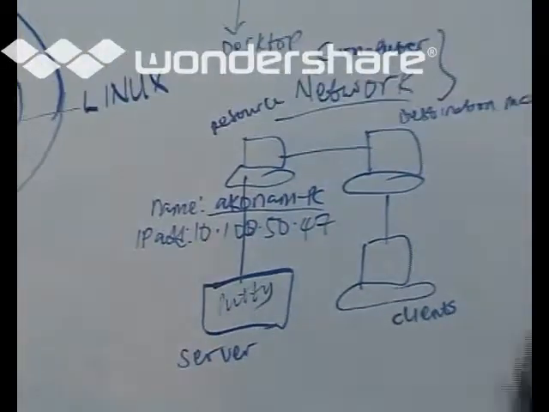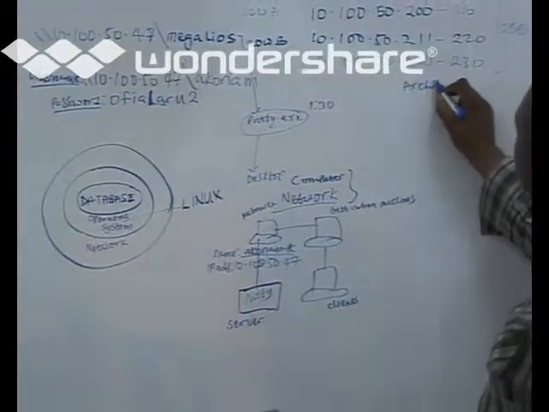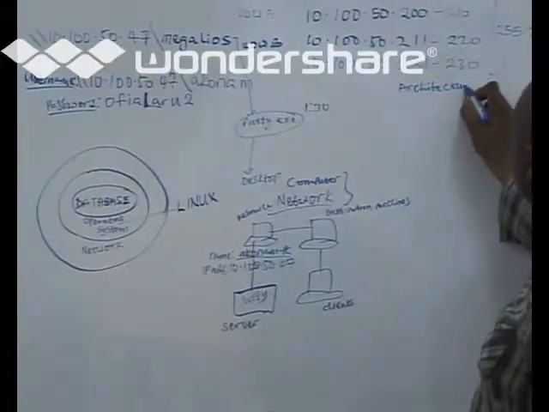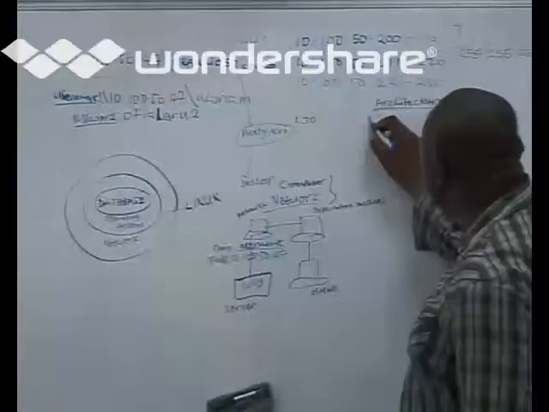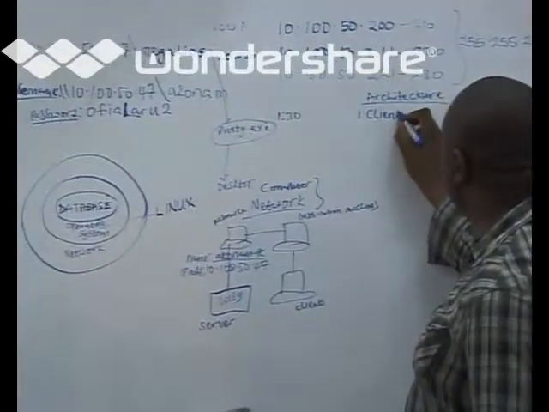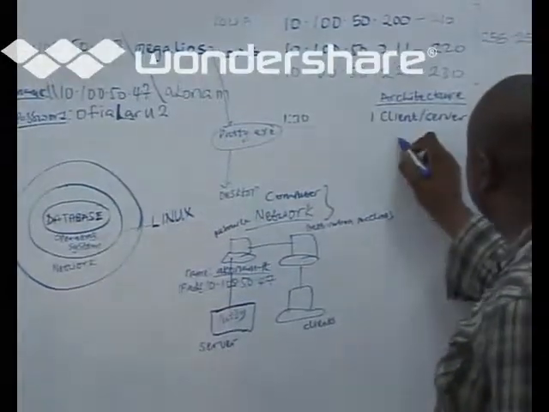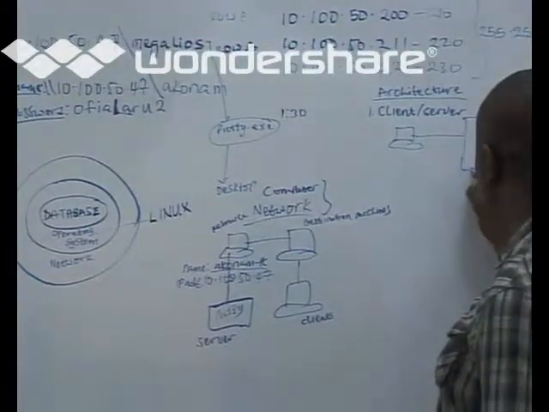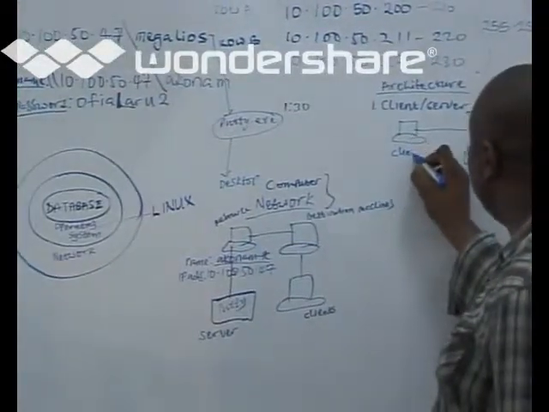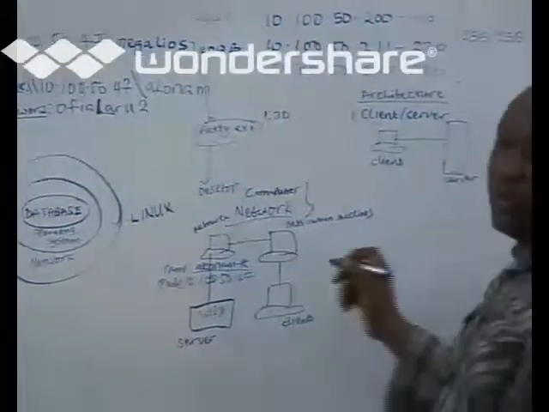Now, in the IT world, one of the first and major architectures that is still in use is the client-server architecture. Meaning, in the client-server architecture, you have a machine that connects to a server. The machine is the client, and the one you're connecting to is the server.